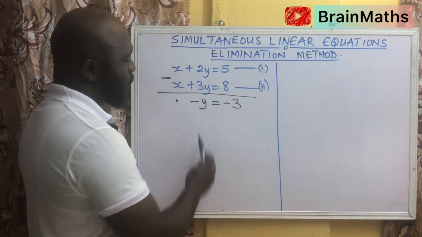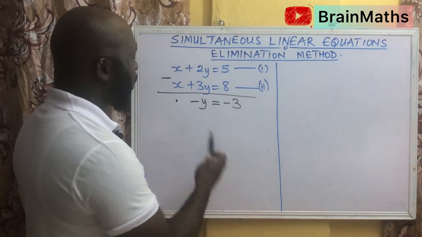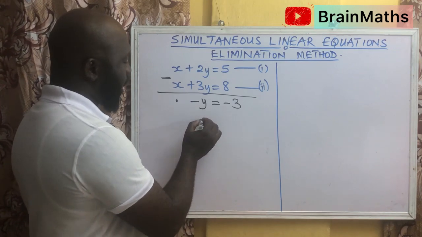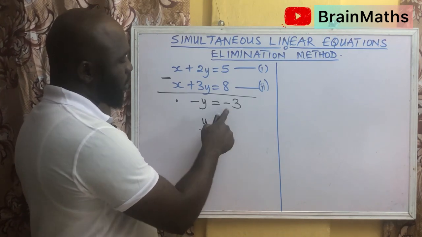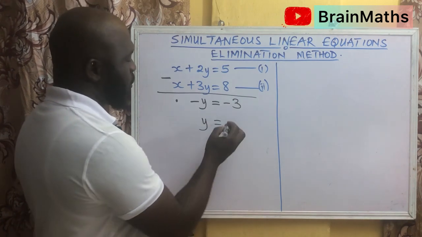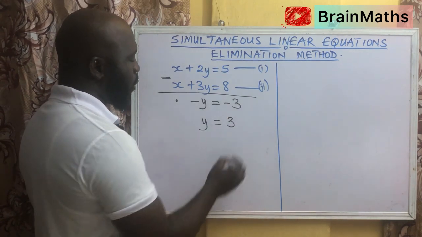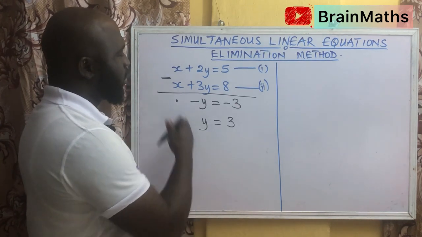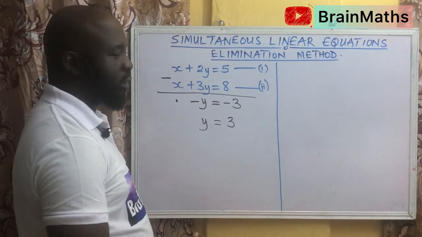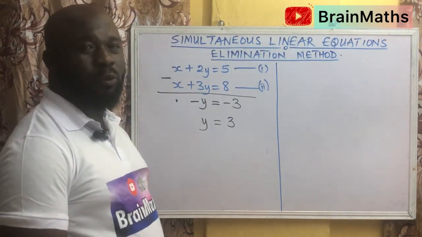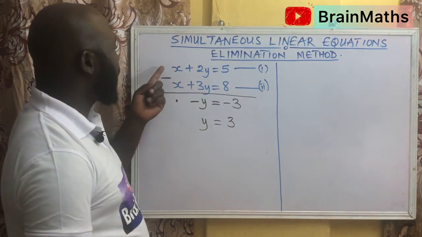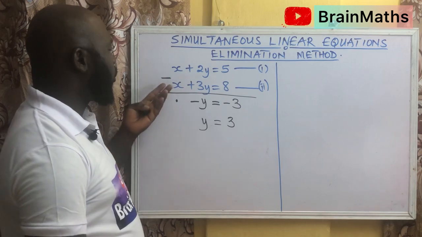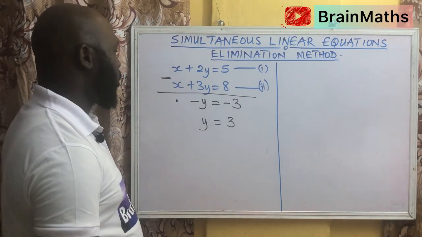So there is a negative in the value of our y, so we multiply through by minus. Minus times minus will give us plus, and that is y, and minus times minus on the other side will also give us plus. So our y equals 3. So this value of y will now be substituted into any of the two equations. Note, any of the two equations. If you put the value of y in equation 1, the answer you get will be the same as when you put the value of y in equation 2.